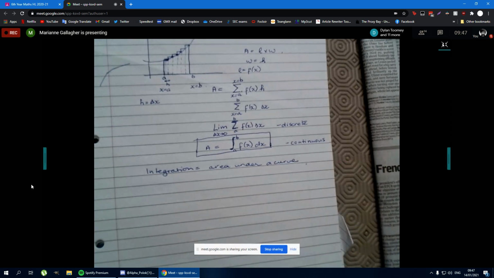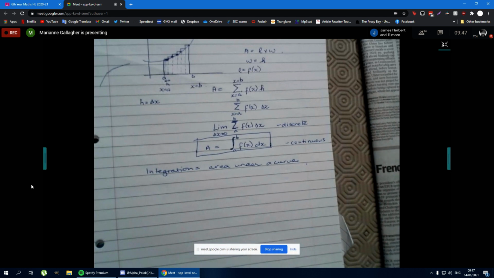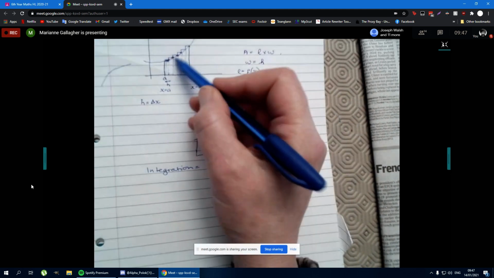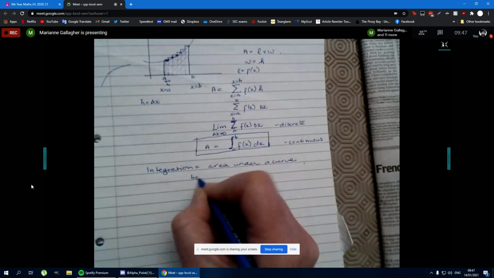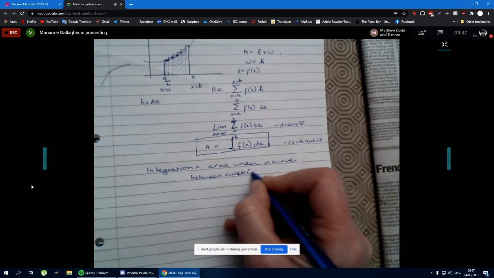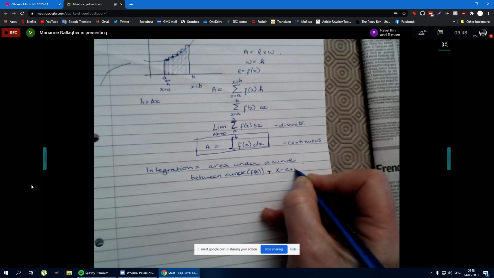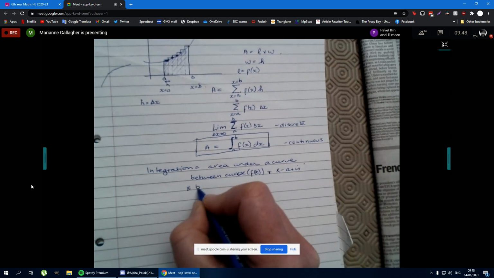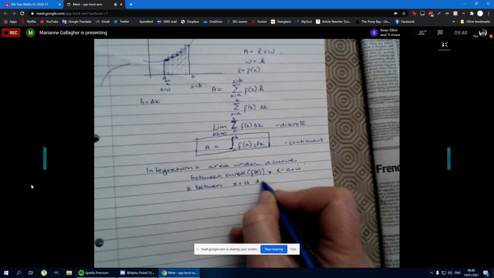All right, so just like we know differentiation is getting the slope, or the rate of change. If we want to use integration, we use it to find the area under a curve. And when I say under, I mean between the curve and the x-axis. And your curve is f of x and the x-axis, and also between the two vertical lines, x equal to a and x equal to b.